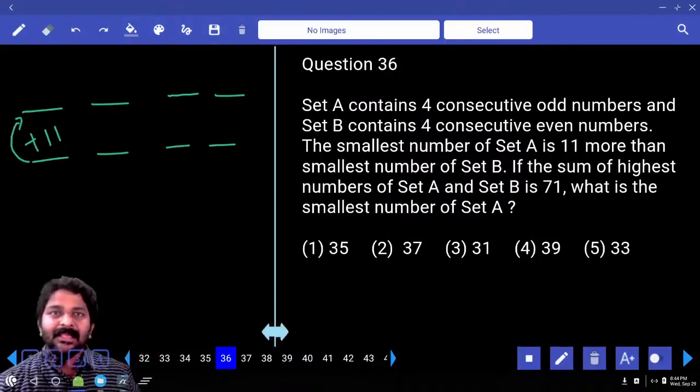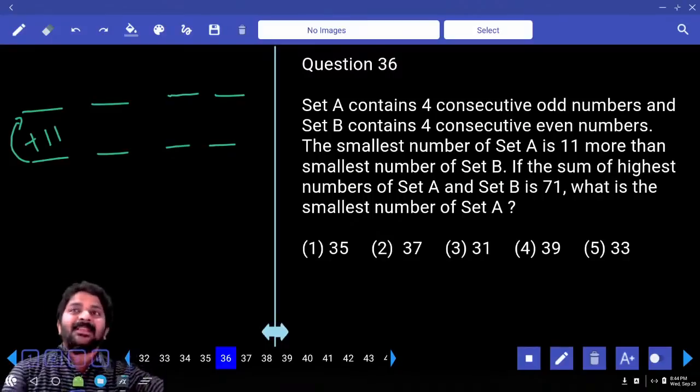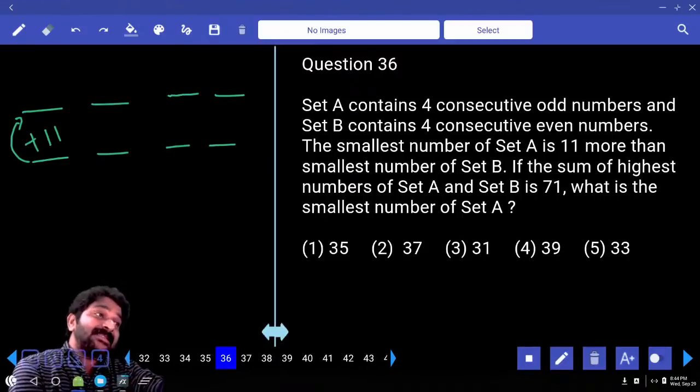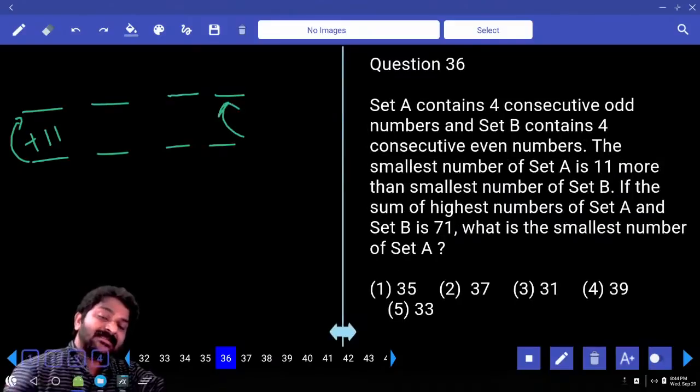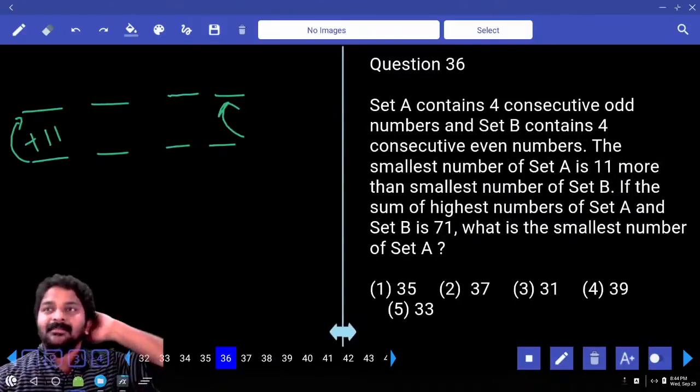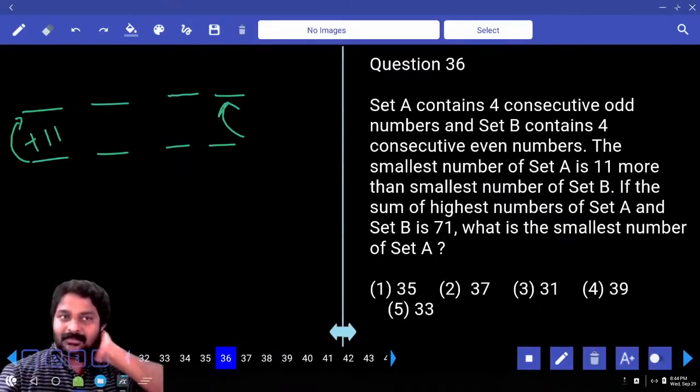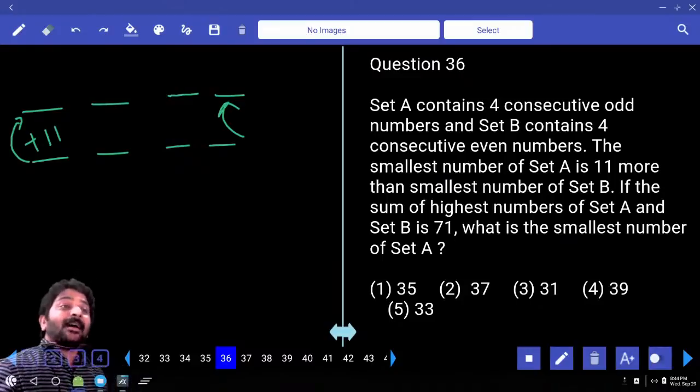So here set A number is 11 more than set B number. Am I right? Is it for smallest numbers or for largest numbers? Then what happens to largest numbers? Can we calculate or not? Yes or no? If the difference between smallest numbers is 11, what is the difference between largest numbers? Can we calculate it?